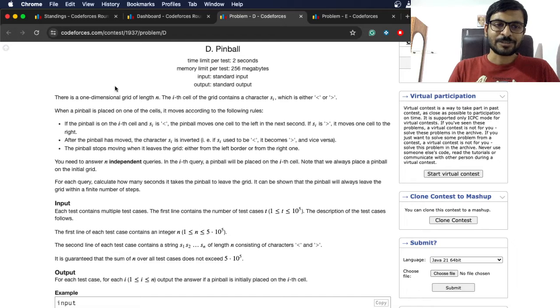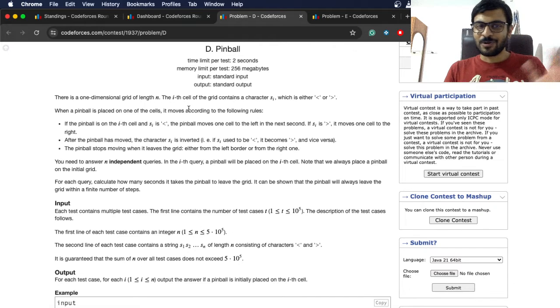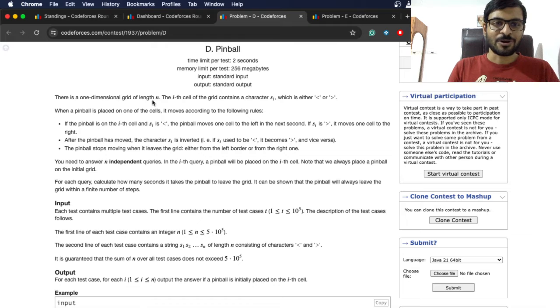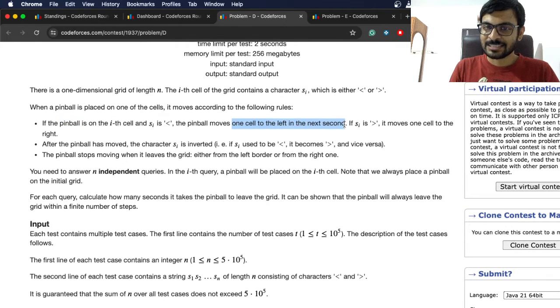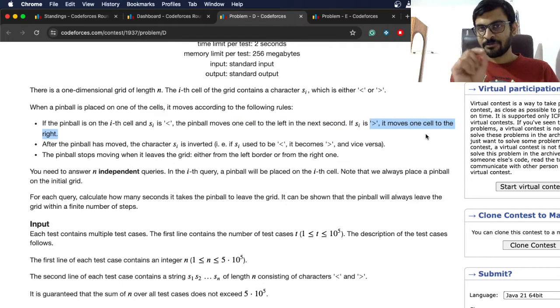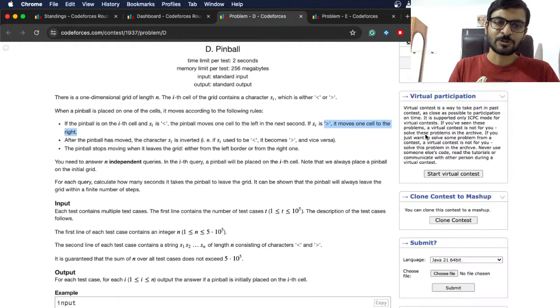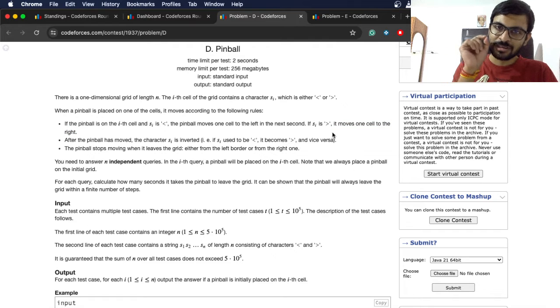Problem D tells you that it's a one-dimensional grid, or a one-dimensional row of n elements, and each element is basically either a left arrow or a right arrow. Left arrow means that if a pinball comes to this cell, the pinball moves one cell to the left in the next second, and if it is the opposite, if we have a right arrow over there, then it will move one cell to the right. That is the behavior of the pinball based on the sign on that cell.